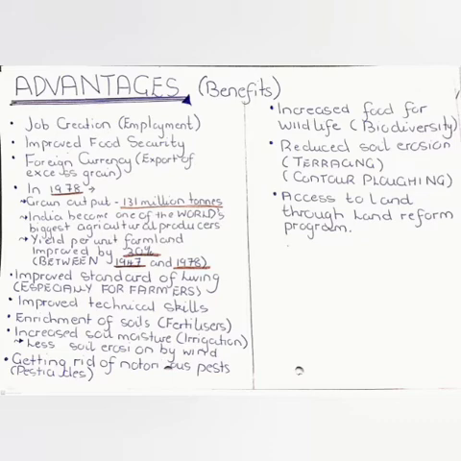There were improved technical skills, the soil was enriched through the use of fertilizers, and there was also an increase in soil moisture through irrigation. Getting rid of notorious pests also became easier by using pesticides. There was an increase in the food available for wildlife, which greatly aided in maintaining biodiversity. There was also reduced soil erosion by implementing a number of farming methods, for example, terracing and contour plowing. There was also access to land through the land reform programs.